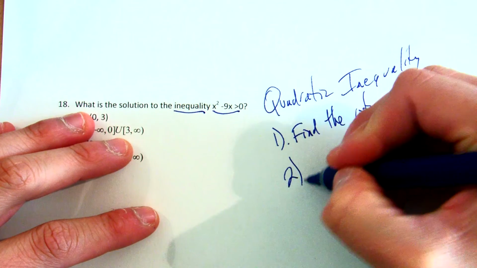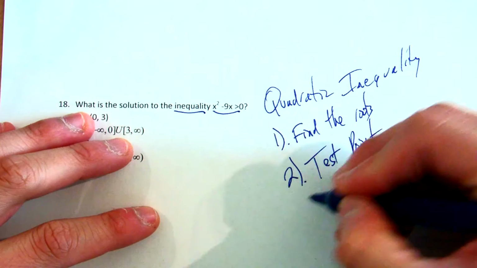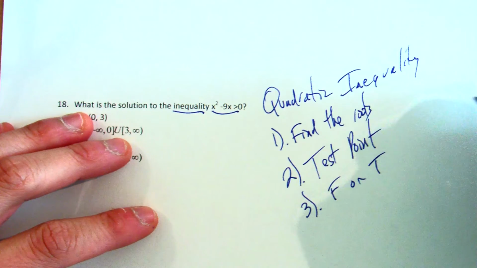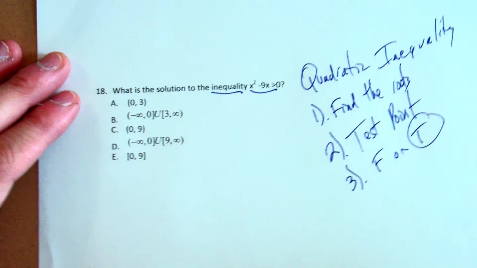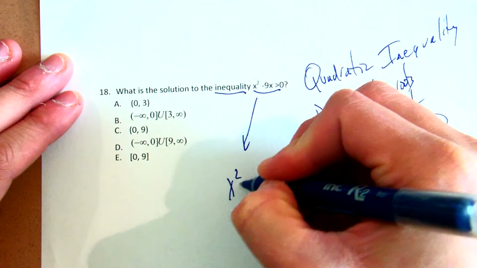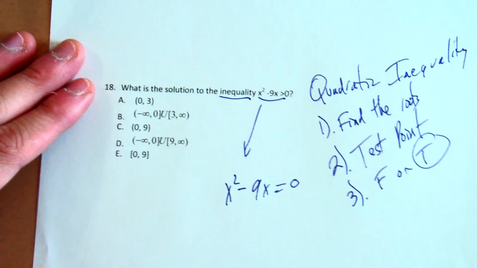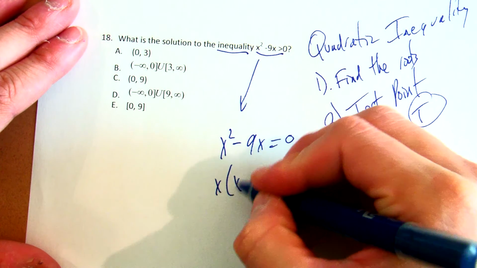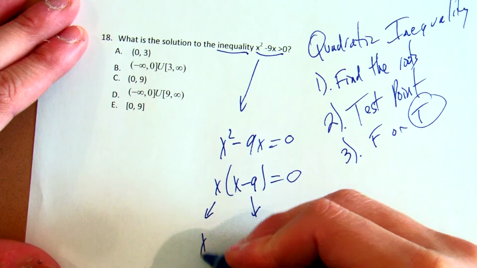And then do test points. With the test points, it's either going to be false or true, and we want to put the domain around the true, basically, for the solution. So the first thing we do is set this equal to 0, and then factor this. We factor out an x, and then use the zero product property, setting each factor equal to 0.